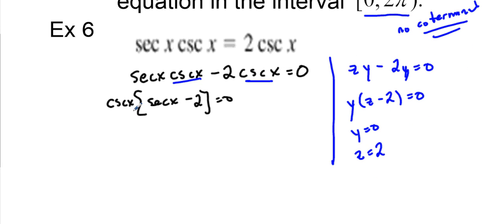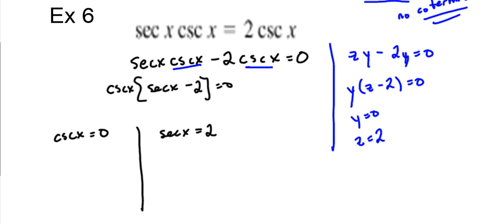Now, next thing is, what makes this 0? The product will be 0 when cosecant equals 0. And over here, this will be 0 when secant of x equals 2, because this needs to be 2 in order to make it 0, so we can get 0 times cosecant. So these are our two solutions.